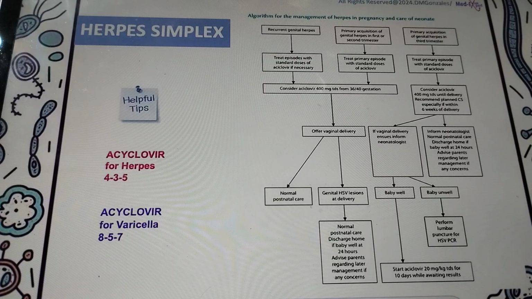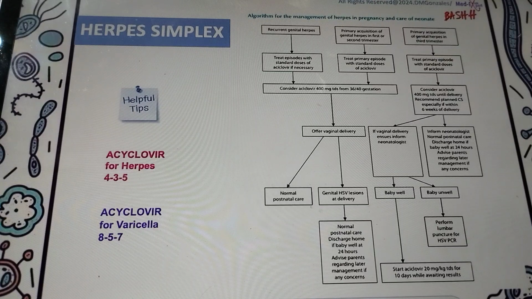If you have questions, you can reserve them for later. Just write them down and we will answer all questions later on. Okay. So this is very, very important. I want to have your 100% attention in this algorithm. This is the management of herpes in pregnancy, and this came from the BASHH guidelines, if you want to read more about it.